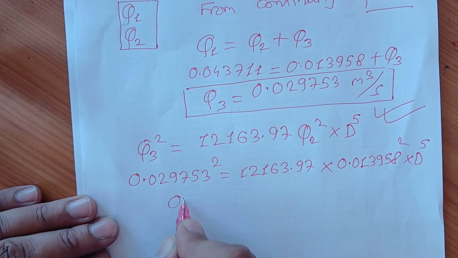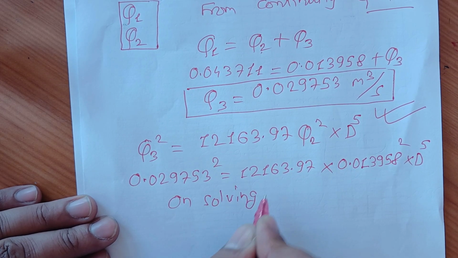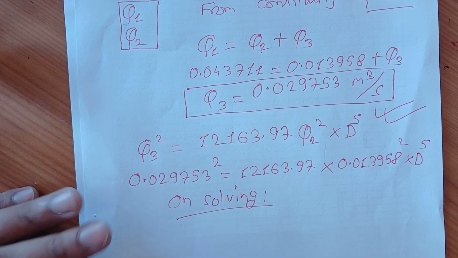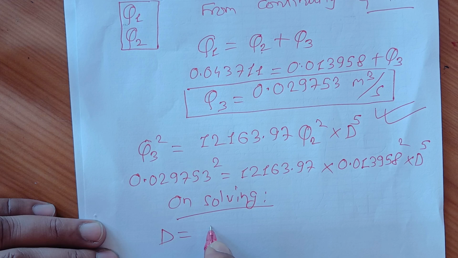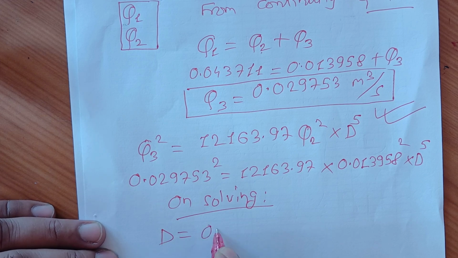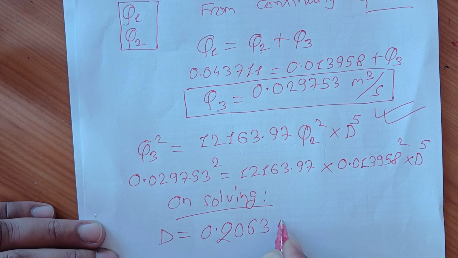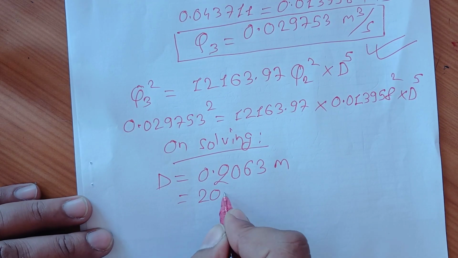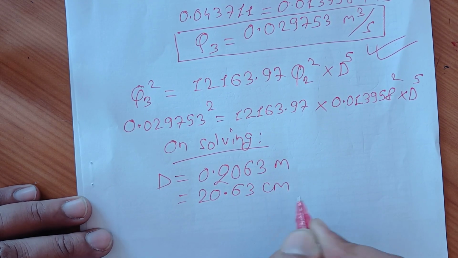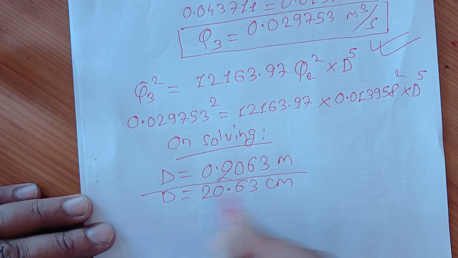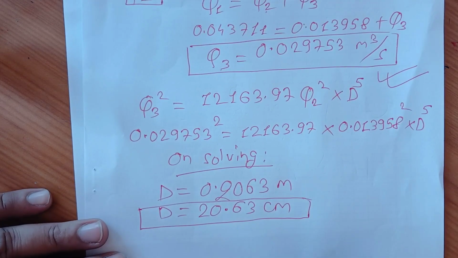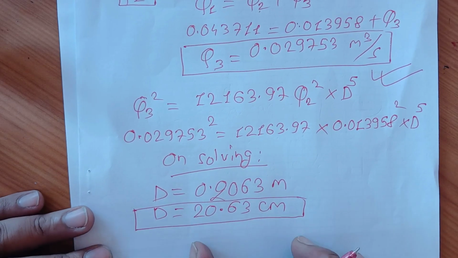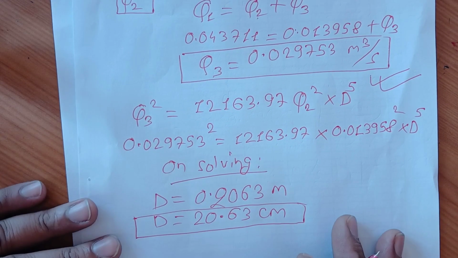If you solve this, you will get the diameter of the new pipeline, which can be added to increase the discharge by 30%. That is, D is equal to how much? D is equal to 0.2063 meter, that is 20.63 centimeter. Okay, I found out the diameter of the new pipeline, which is 20.63 centimeter, and this pipeline must be added from point C to reservoir B to increase the discharge by 30%.